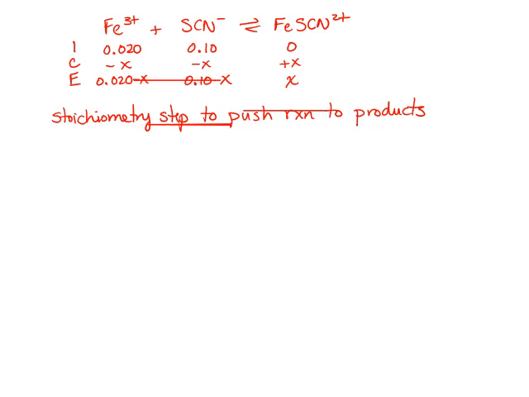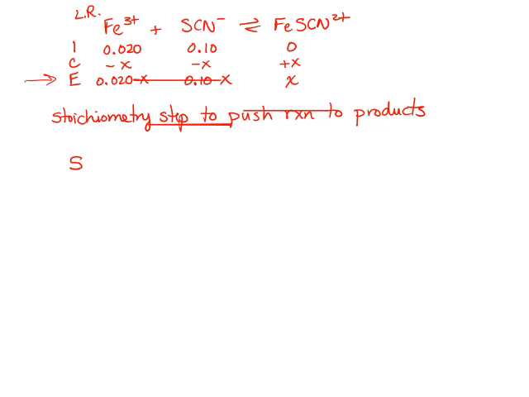Why would we want to do this? What we're trying to do is get the system to be close to the equilibrium position so that any adjustments that we make to get to equilibrium are small. So let's add a stoichiometry step, S. We're going to go from our change or equilibrium position here, and what we're going to do is push the reaction as far as we can to products. If we look at the two reactants, iron 3 plus and thiocyanate, which one is going to be the limiting reactant? Well, our iron is present in a smaller amount, so that's going to be our limiting reactant.